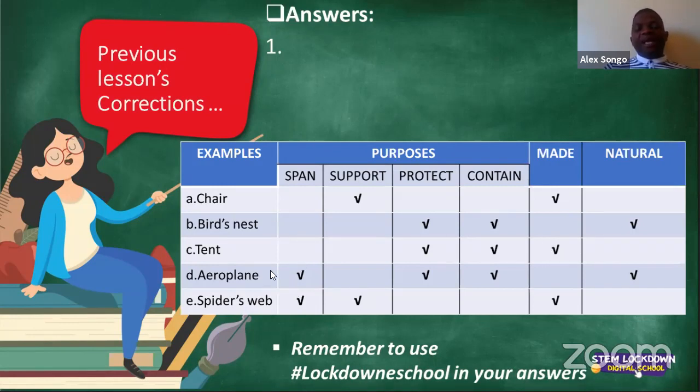We go to aeroplanes. Aeroplanes are used to span because they are a form of transportation. They move from one place to another. They do not support. They are used to protect because if you are up in the sky, the atmosphere and the wind currents cannot reach you, so you are protected. However, because you are inside the aeroplane, you are also contained.